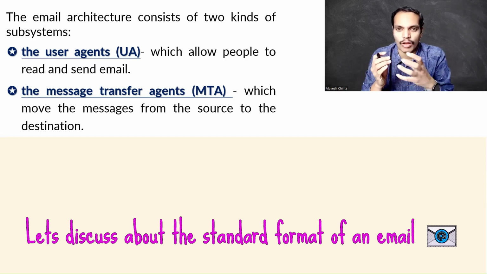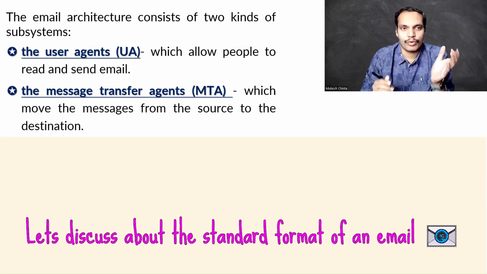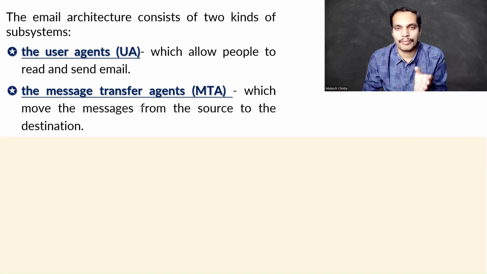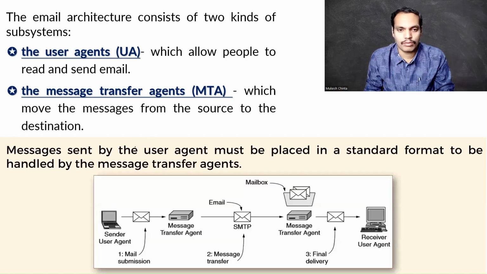Just to give a small recap, we know that the email architecture consists of two types of subsystems, one of which is the user agent, which allows human beings to send and read the email. And the second subsystem is the MTA, the message transfer agents, which move the messages from one point to another point. That means if a message is to be delivered from the source to the destination, it is the job of the MTA. This is the architecture that we discussed in the last video.